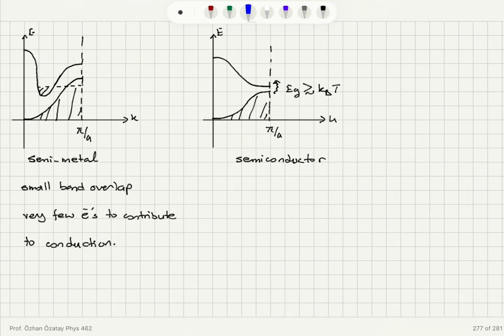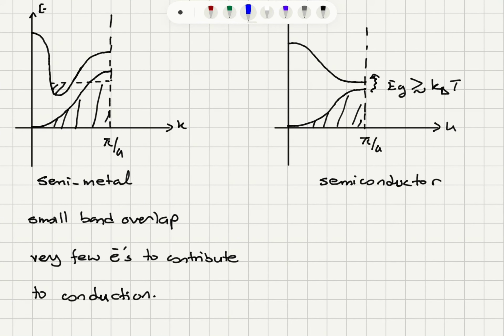On the other hand, if we have an overlap of bands in a certain direction in a crystal, we can see that we have a partially filled and partially empty band. So there's a small band overlap, even though you have an even number of electrons per primitive cell. This may be the case, but you have very few electrons to contribute to conduction. Then this would give us a semi-metal.